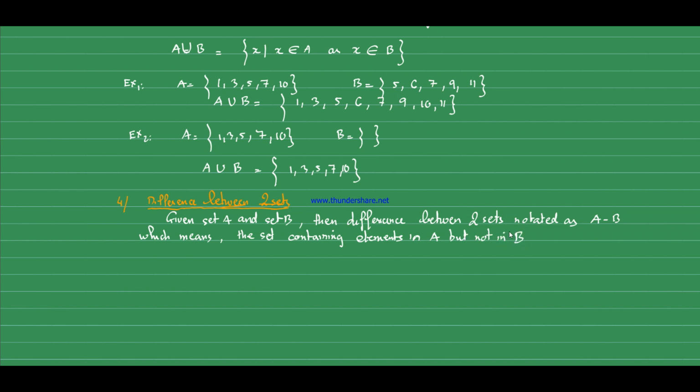So the difference between two sets is a set. The intersection between two sets is a set. The union between two sets is a set. The complement of a set is also a set. So all of it is just a set. And the difference set here is a set containing all the elements in A but not in B.